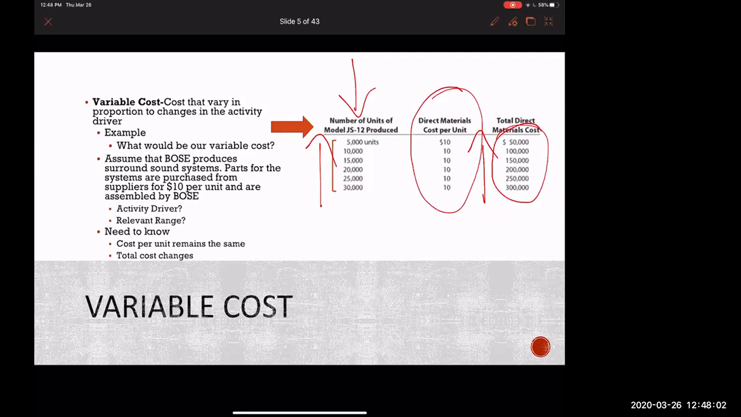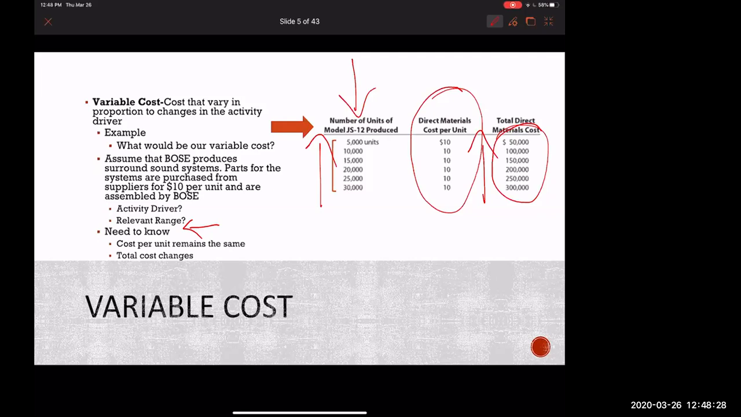As mentioned in our prior example, with variable cost, as we produce more units, our total direct material cost is also increasing. So here are some need-to-know things when we're looking at variable costs.